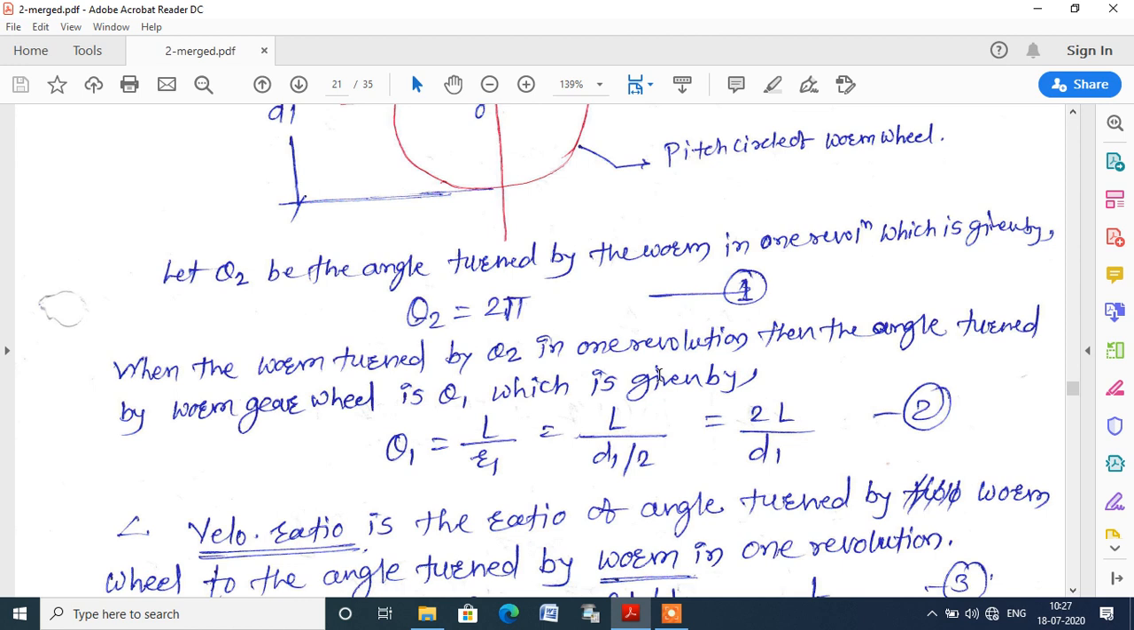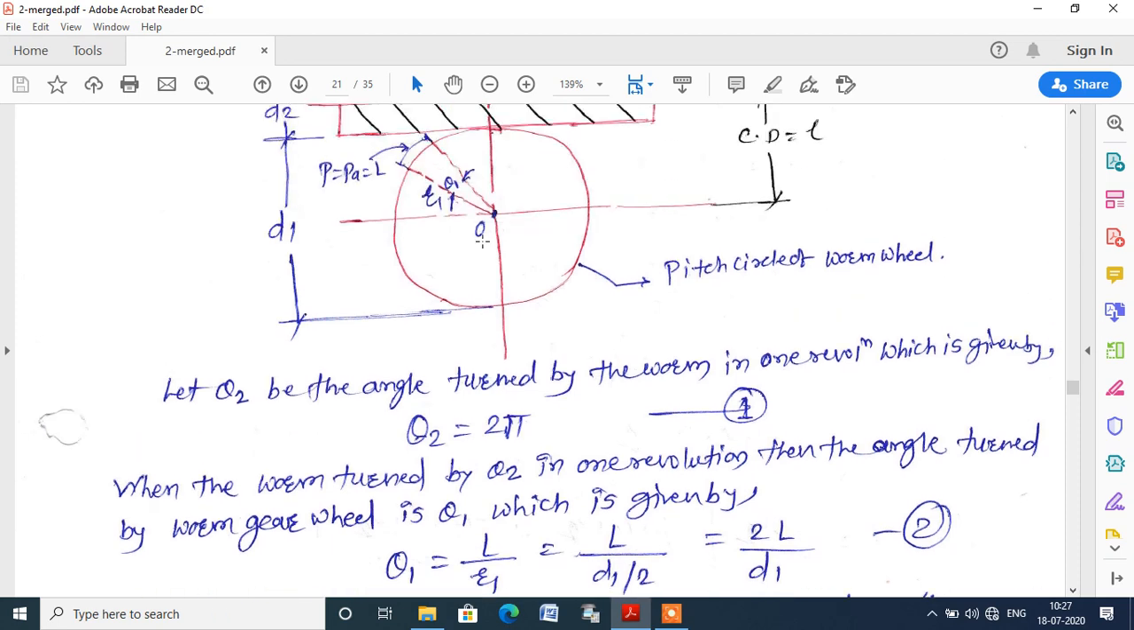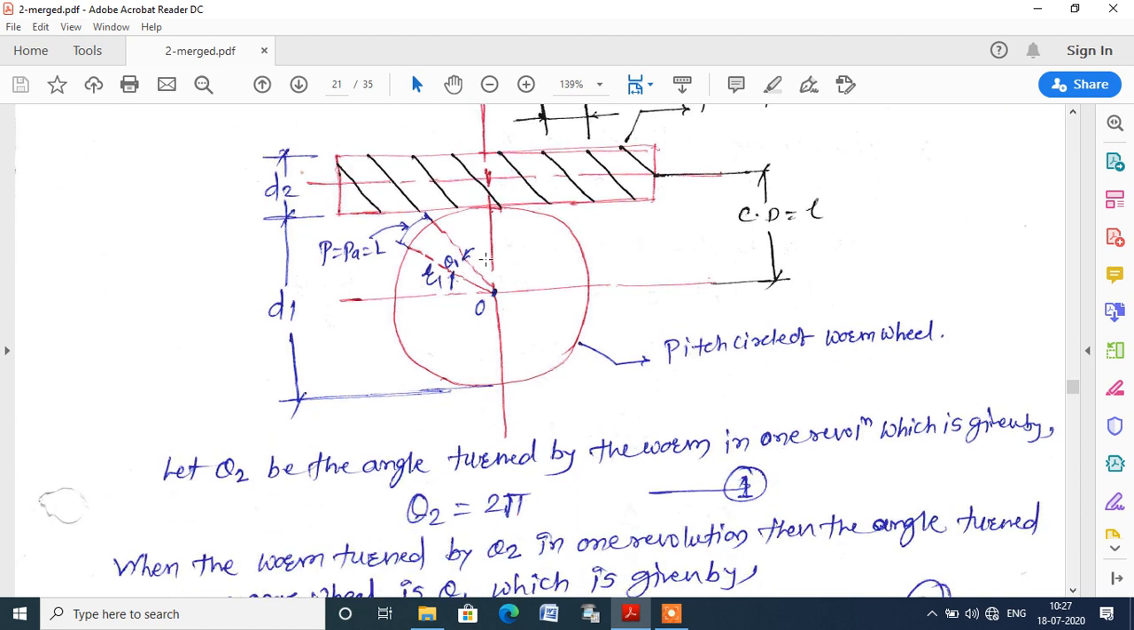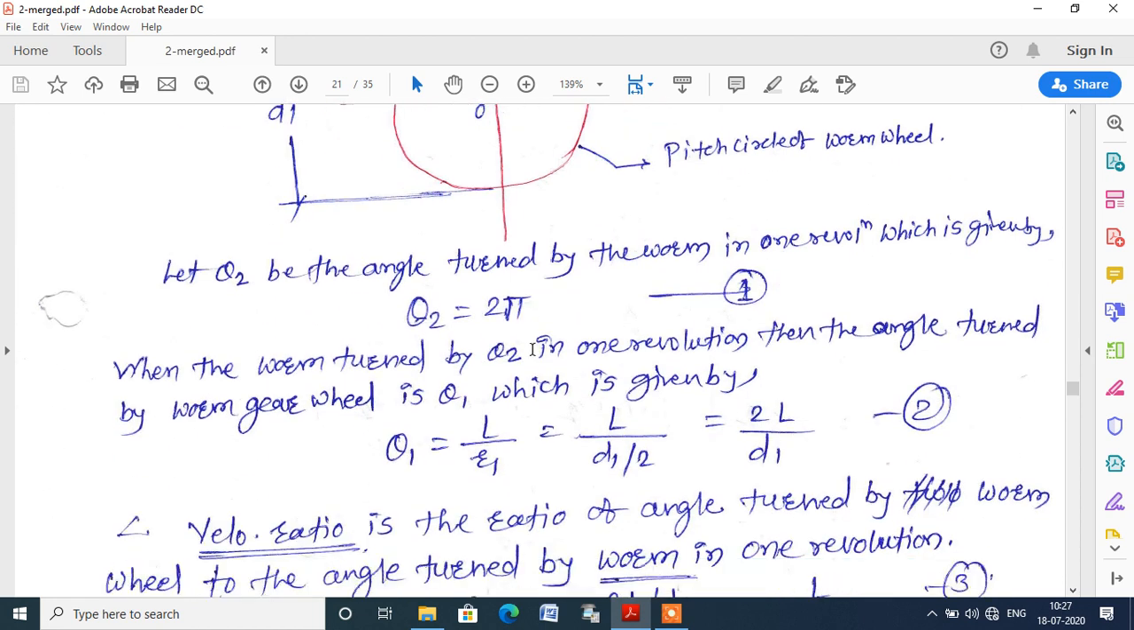Now, welcome to the next module. So, continuing from the last discussion, that is center distance between the worm and worm wheel, we have to see. Let theta 2 be the angle turned by the worm in one revolution, which is given by theta 2 equal to 2 pi. One revolution is 360 degrees.